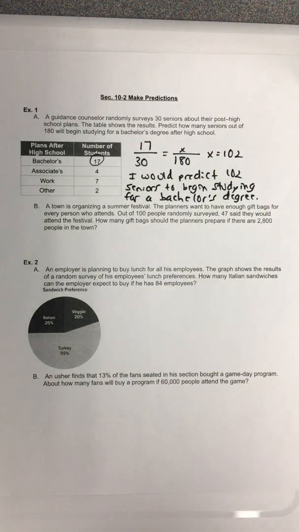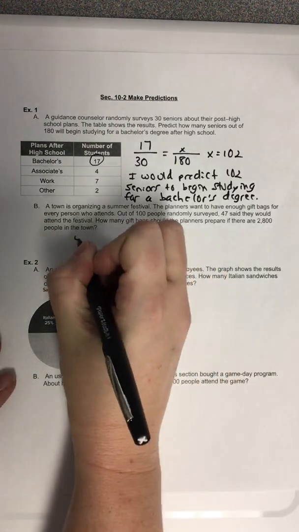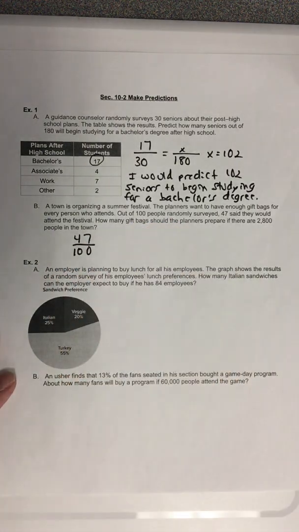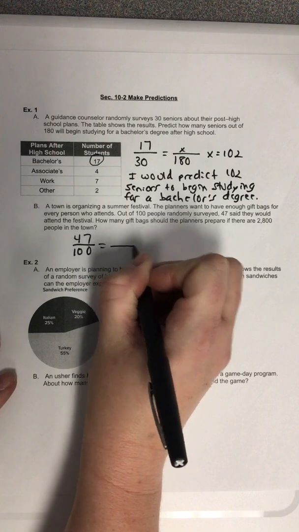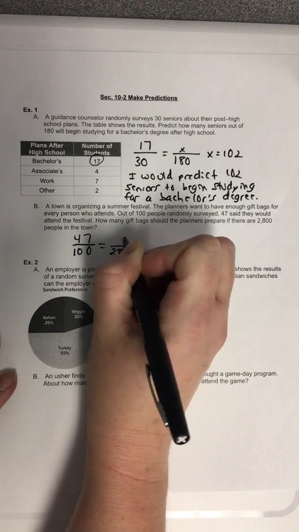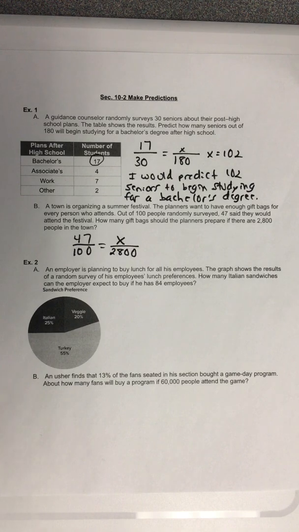B says a town is organizing a summer festival. The planners want to have enough gift bags for every person who attends. Out of 100 people randomly surveyed, 47 said they would attend the festival. So right now we're at 47 out of 100 said they would attend. How many gift bags should the planners prepare if there are 2,800 people in the town? So 47 out of 100 surveyed, and we're wanting to know out of 2,800, so again, that's the whole. We're trying to figure out what part of that 2,800 is, and then again, I solve it the same way I solved on A. 47 times 2,800 divided by 100.